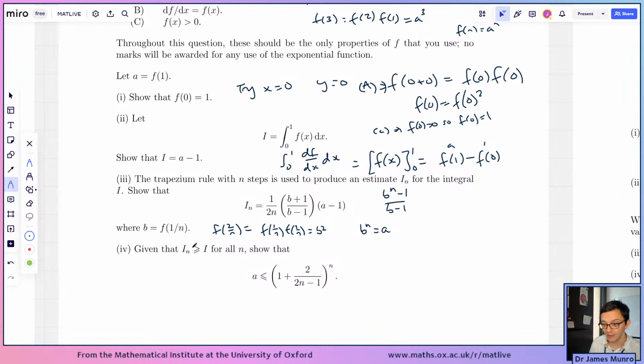Okay, given that I of n is bigger than or equal to I for all n, so we've been given that. Now this is the part that was requested. I've got 7 minutes. Given that, I'm going to write it out. I had a good phrase for this. I'm going to read out the phrase again.